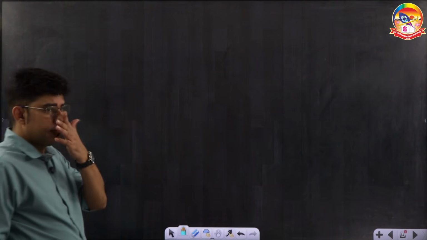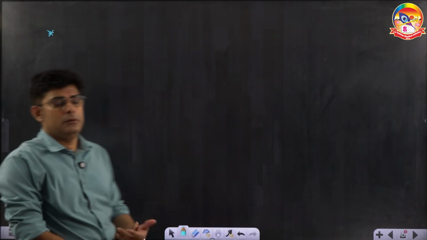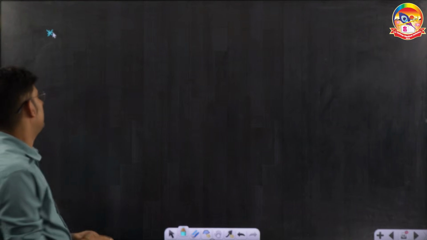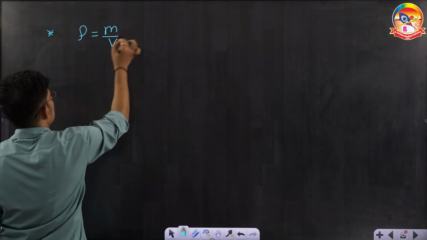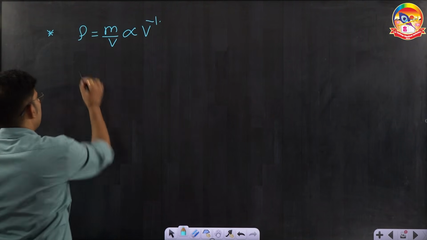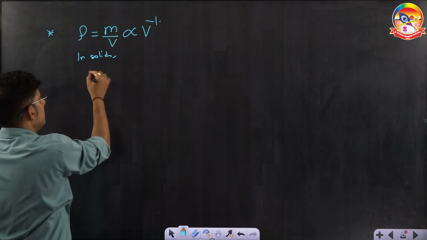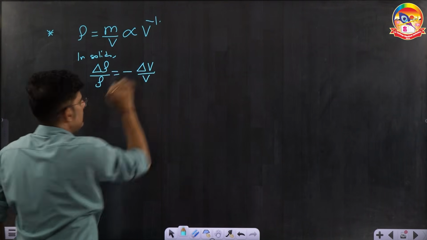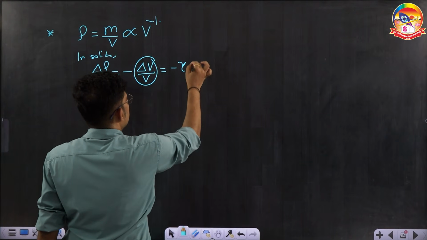Now, after this, the next thing which we have to remember in case of solids is density. We know that density is mass by volume, so it is proportional to V to the power minus 1. Now I said that in solids changes are very small, so whenever powers are there, directly you can say delta rho by rho will be minus delta V by V. But what is delta V by V? Delta V by V is gamma delta T.